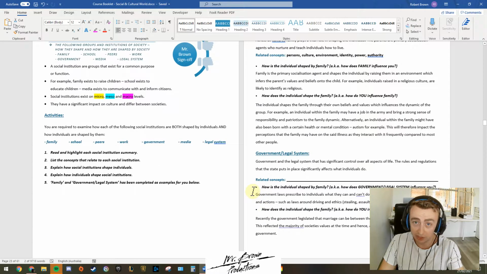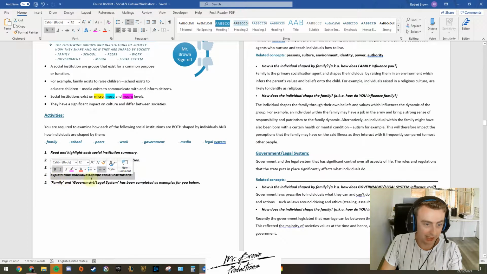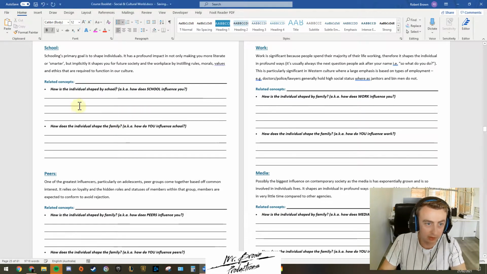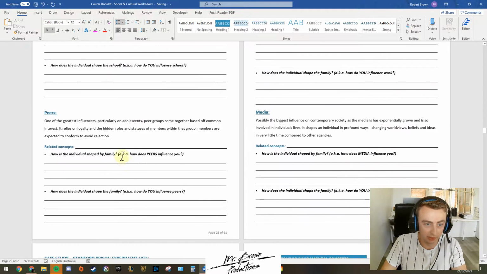Remember, 1 hour of study with a group is equal to 3 hours individual, so it's really beneficial for you guys to do that. And then number 4 is to explain how individuals shape social institutions. So again, I've made a typo in all of them. That should say school. That should say school. You might want to go ahead and fix all these up.